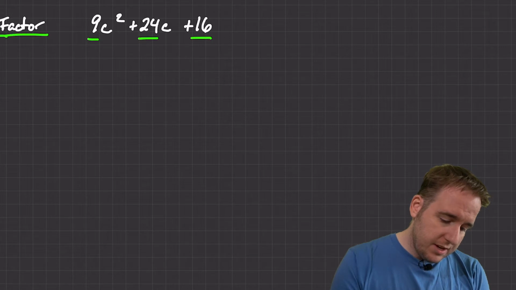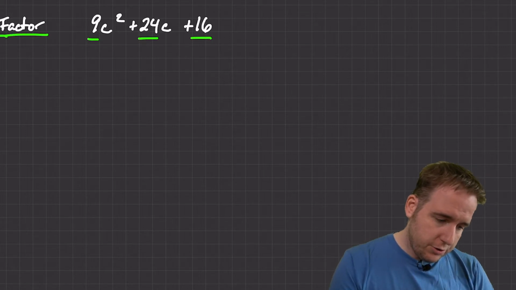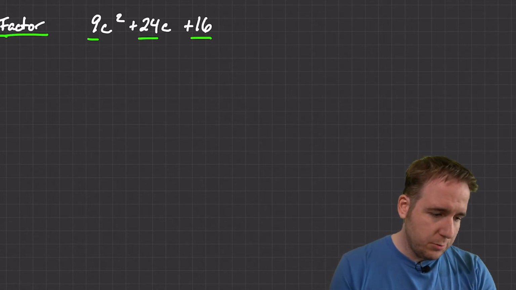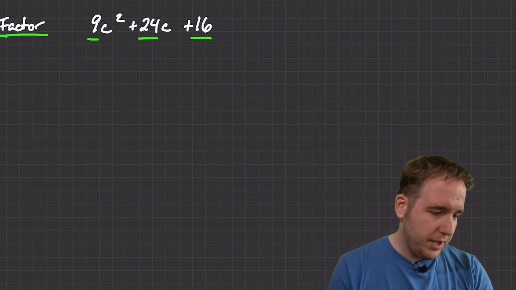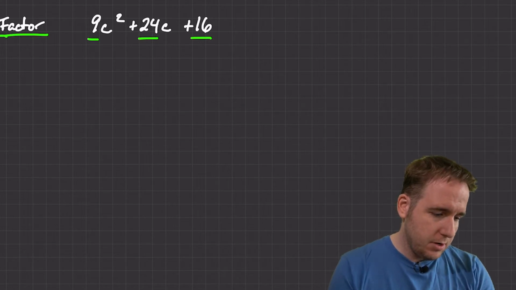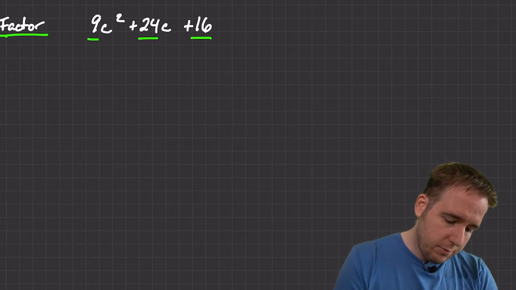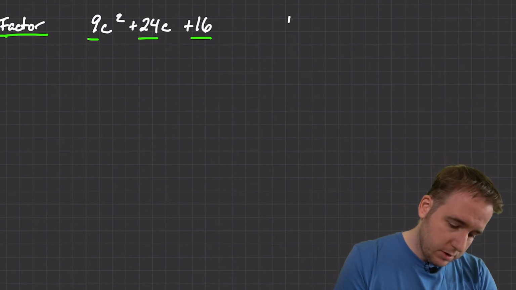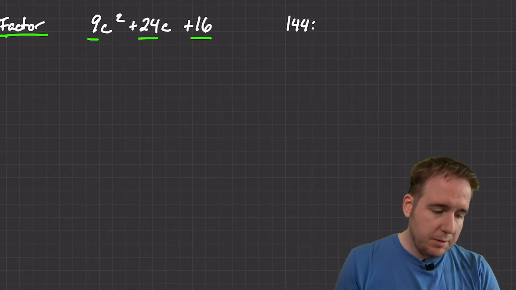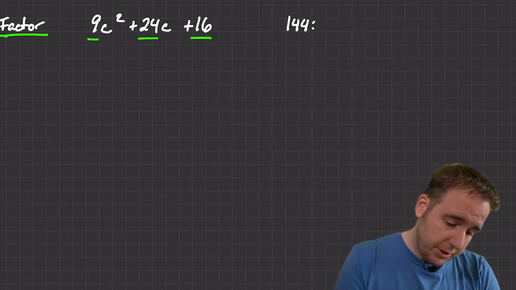16 times 9. And this is where you want to have a calculator handy. So 16 times 9 is 144. And so I make the complete list of ways to make this by multiplication.